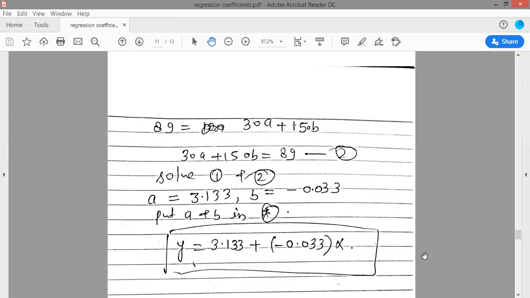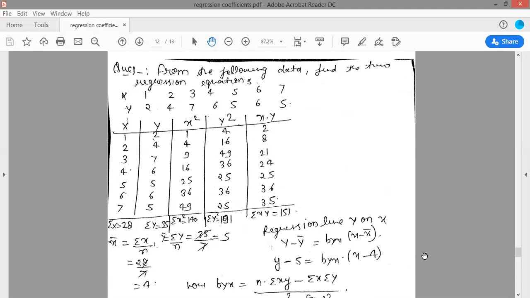Now there is another example. From the following data, find the two regression equations. So here you can see data is given, right? So you have to calculate our regression coefficient, and for the regression coefficient, you need to calculate x square, y square, x into y. So first column is x, second column is y. Total n is given, 7. So we need x bar, the mean of series x, and y bar, the mean of series y. So x bar will be summation x upon n, y bar will be summation y upon n. So just find x bar, y bar.